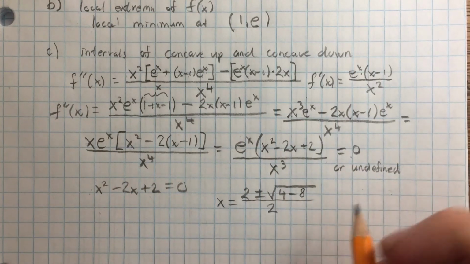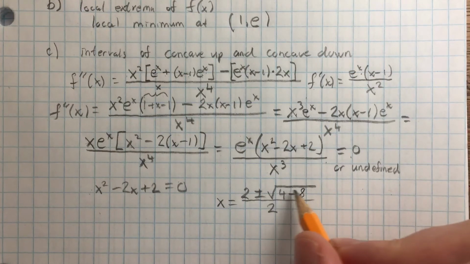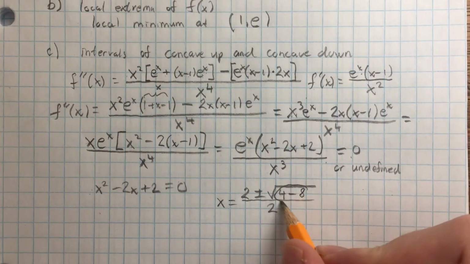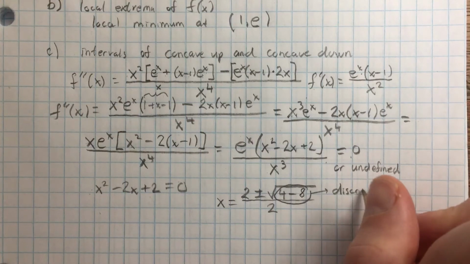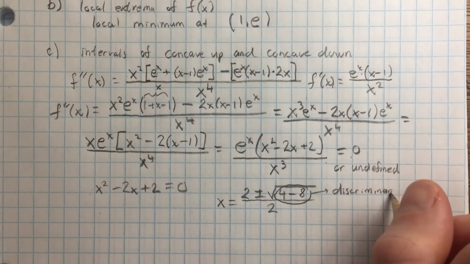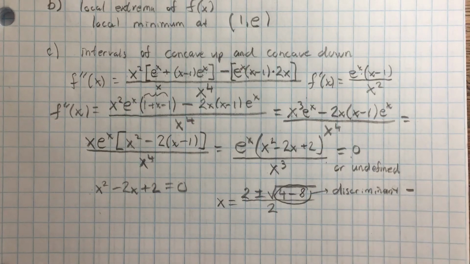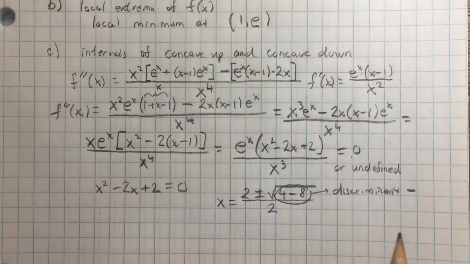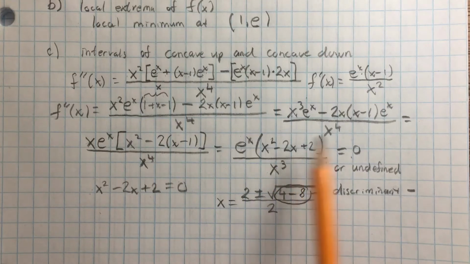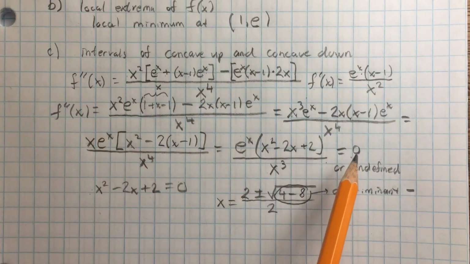All right, we don't need to go any further. We see 4 minus 8, right? We see that the discriminant is negative. So therefore, there are no real solutions, and all we're dealing with in this class is real numbers. There's no complex numbers whatsoever. So if the discriminant is negative, we know there's no real roots to this equation and no real values that will make the second derivative 0.